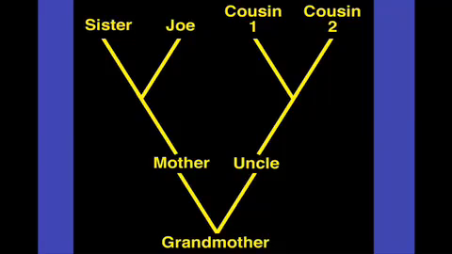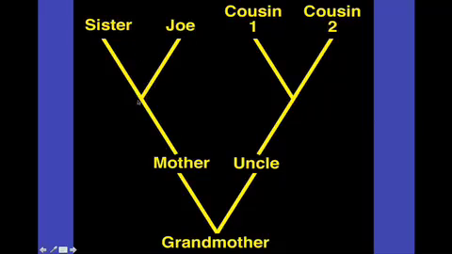So a genealogy may look like this. You have your ancestor at the root of this tree. So this could be your grandmother's descendants. You're going to be Joe. Hi, Joe. See, Joe, you have a sister. You have a couple of cousins.